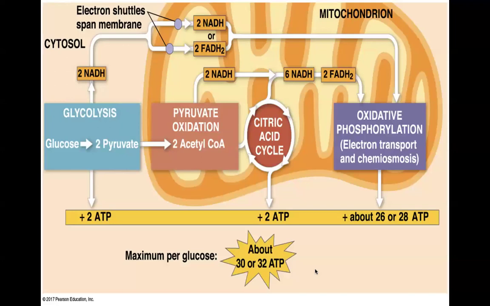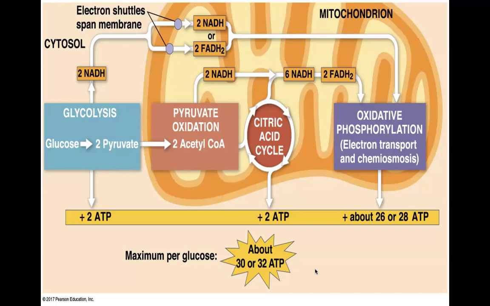So here we have an overall depiction of how these reactions correlate with each other. So we have glycolysis occurring in the cytosol. We're going to take that glucose molecule and we're going to convert it into 2 pyruvate, making a little bit of ATP along the way and generating a few electron carriers, 2 NADH molecules. These NADH molecules are eventually going to go to the electron transport chain.